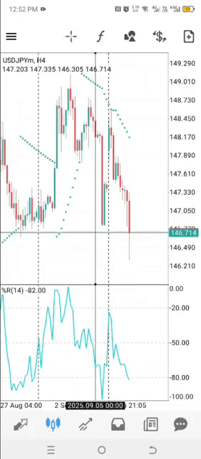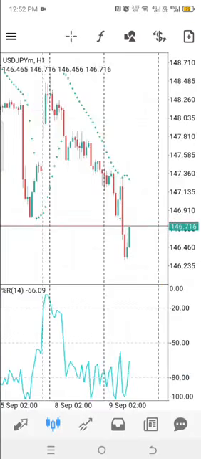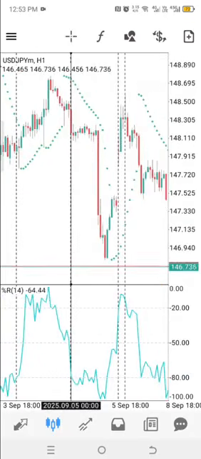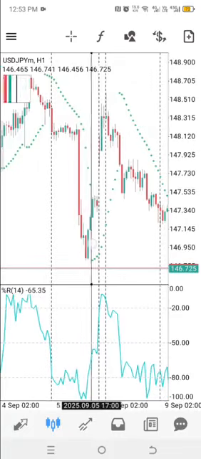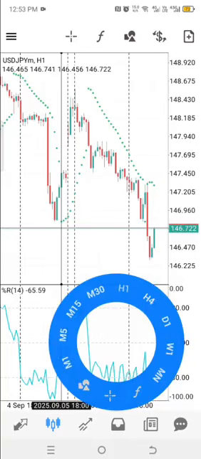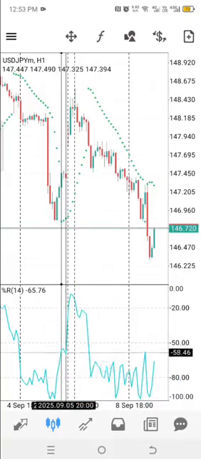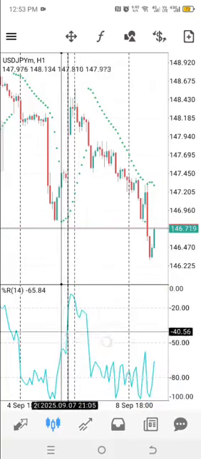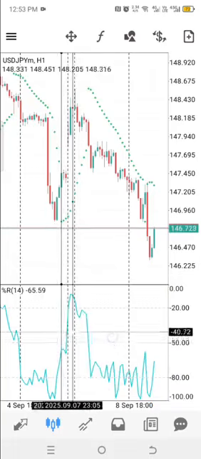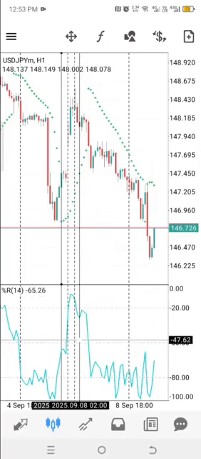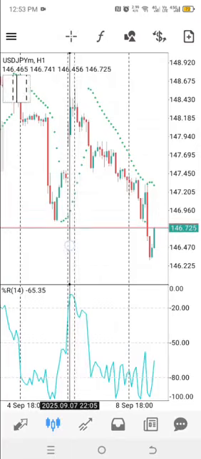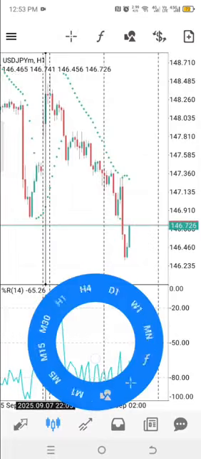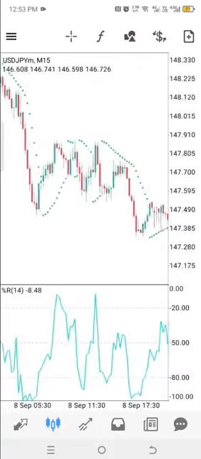Then I'm going to move straight to the H1 time frame. On the H1 time frame, all I need to do, like I said, is to ensure that I see the Williams percentage range move above minus 50. It has to move above the minus 50 level. Now, as soon as it moves above the minus 50 level, I'm going to wait. Then I'll move straight to the M15 time frame for my entry.